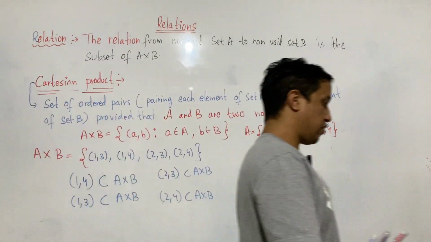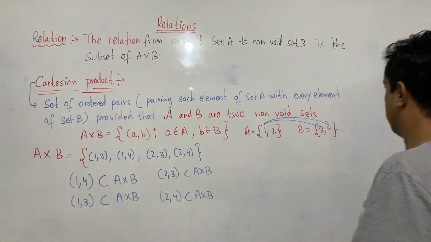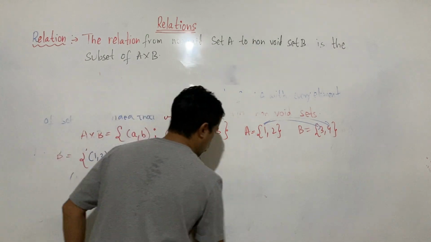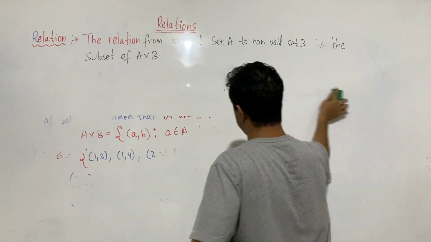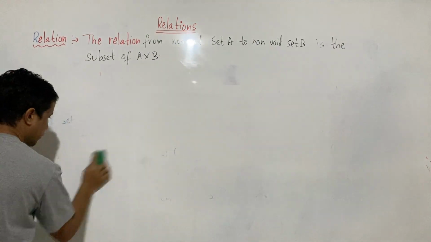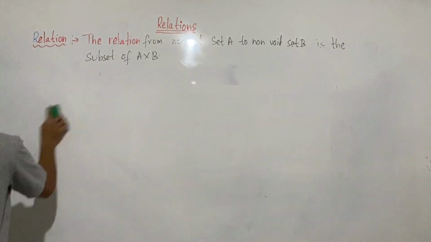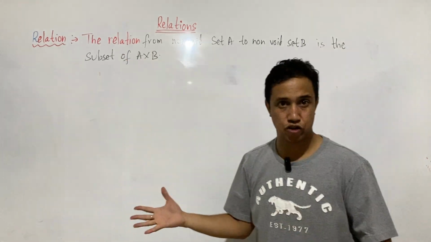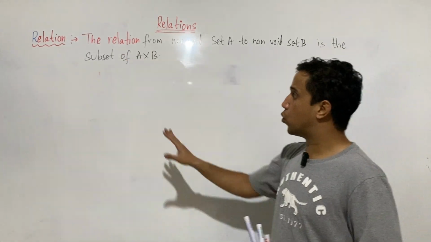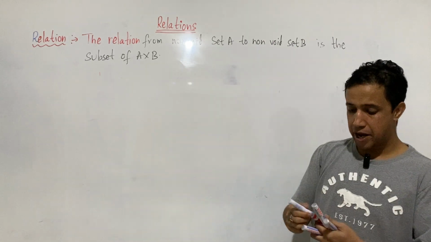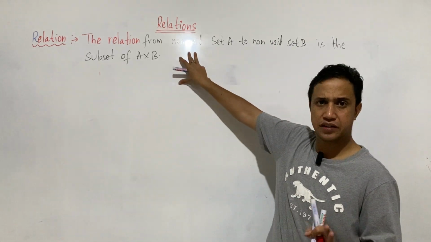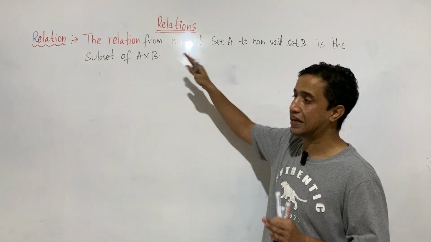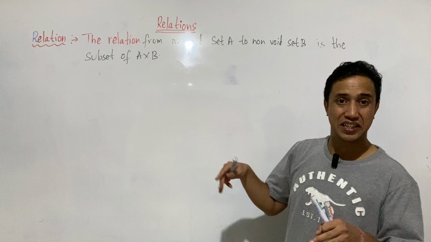What does it mean? We will try to figure it out. I'm erasing this. I'm sure you know what a Cartesian product means. Okay, so we will come to this definition later. First, we'll start with the basics, because this definition is vague. This definition is true, but it's a little confusing.